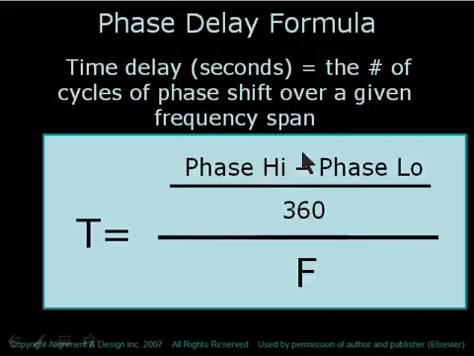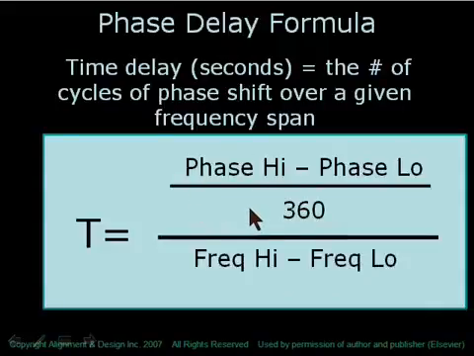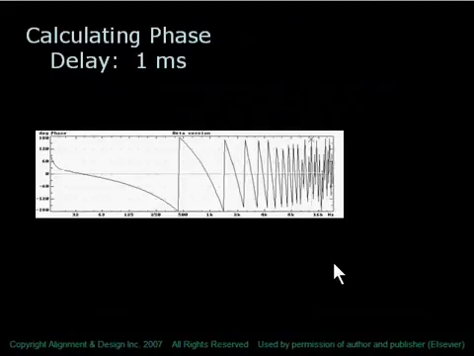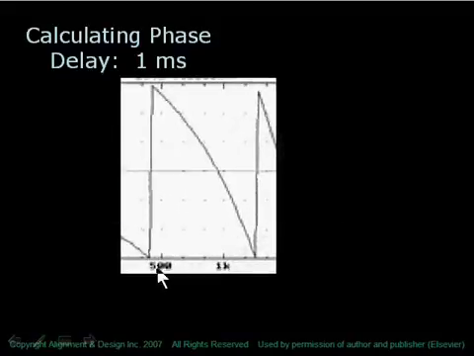So the top part of the formula translates phase shift into wavelengths, whereas the lower part, frequency, is going to give us a span of frequencies over which the phase shift occurs. So we have the range of phase change over the range of frequencies. Let's take this formula and apply it now to an example phase over frequency trace by analyzing the slope.